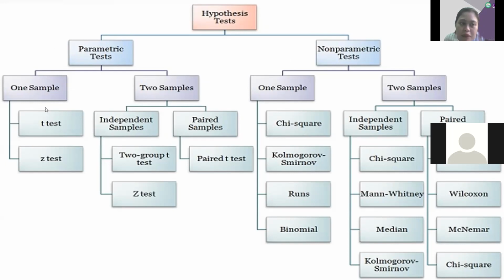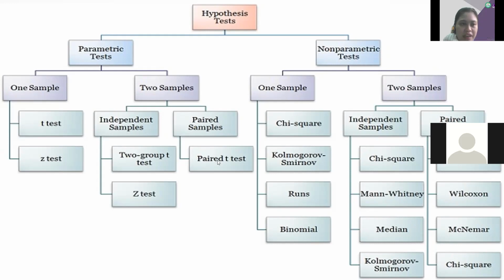So like one sample, we have one sample T-test and we have the one sample Z-test. And then for two samples, pag independent samples, we also have the Z-test, but we will be talking about the T-test also. Meron din tayong tinatawag na paired samples, kaya meron tayong paired T-test. Anyway, I'll be discussing all of that para alam nyo kung kailan sila gagamitin.